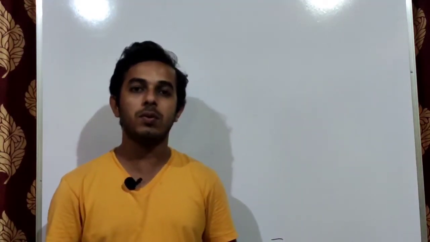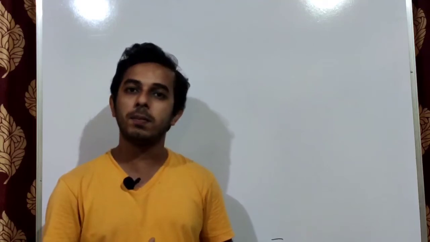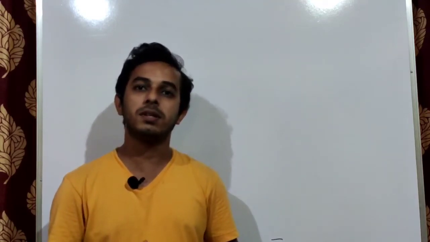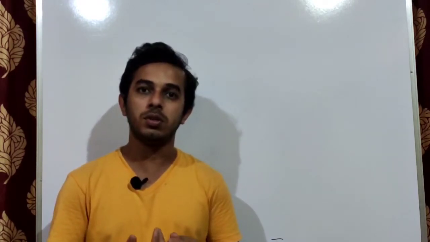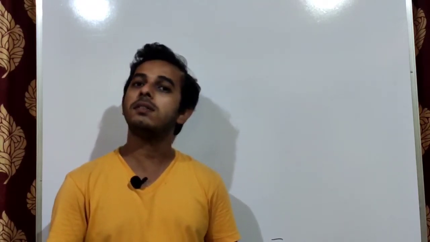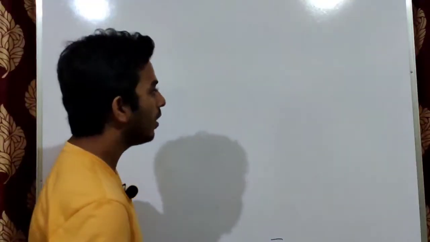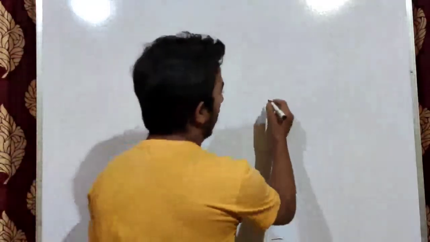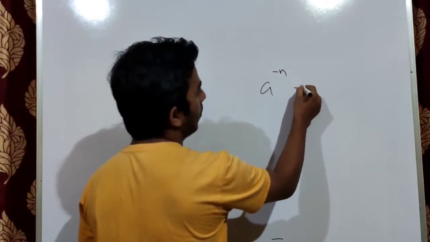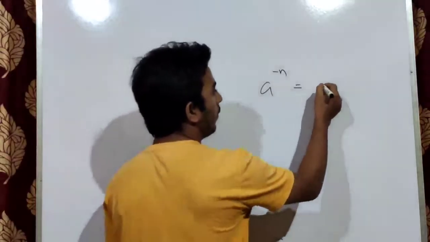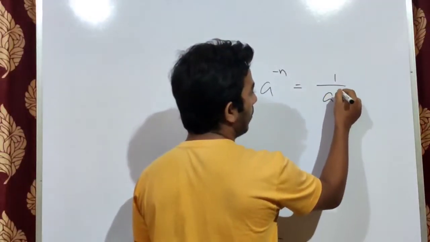In our previous class we discussed mainly two things. One was negative integral or negative power, that is how we express a number which has a negative power, and another was multiplicative inverse. So let us start with the negative integral. For example, a number a has negative power as minus n. We know we can express this in the form 1 by a to the power n.